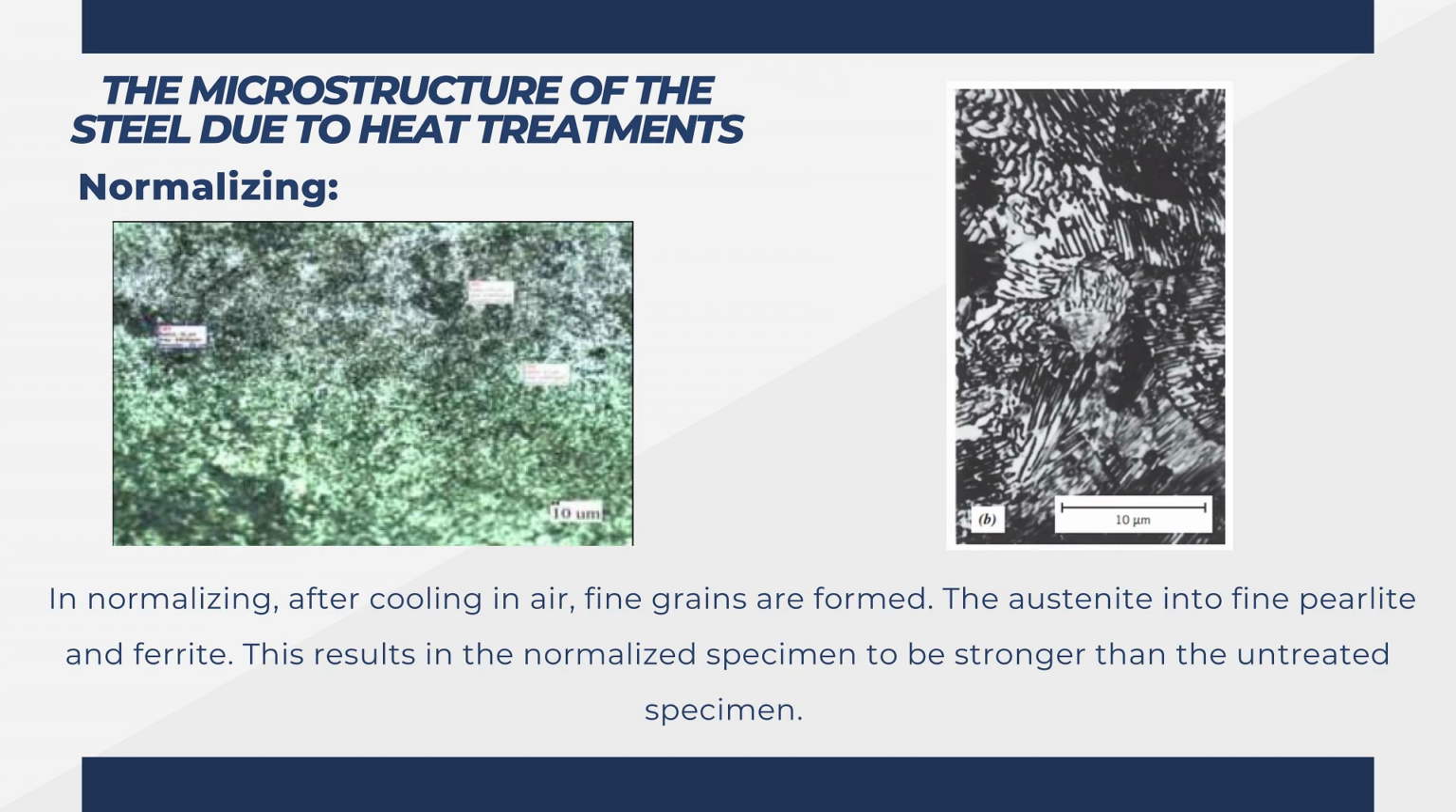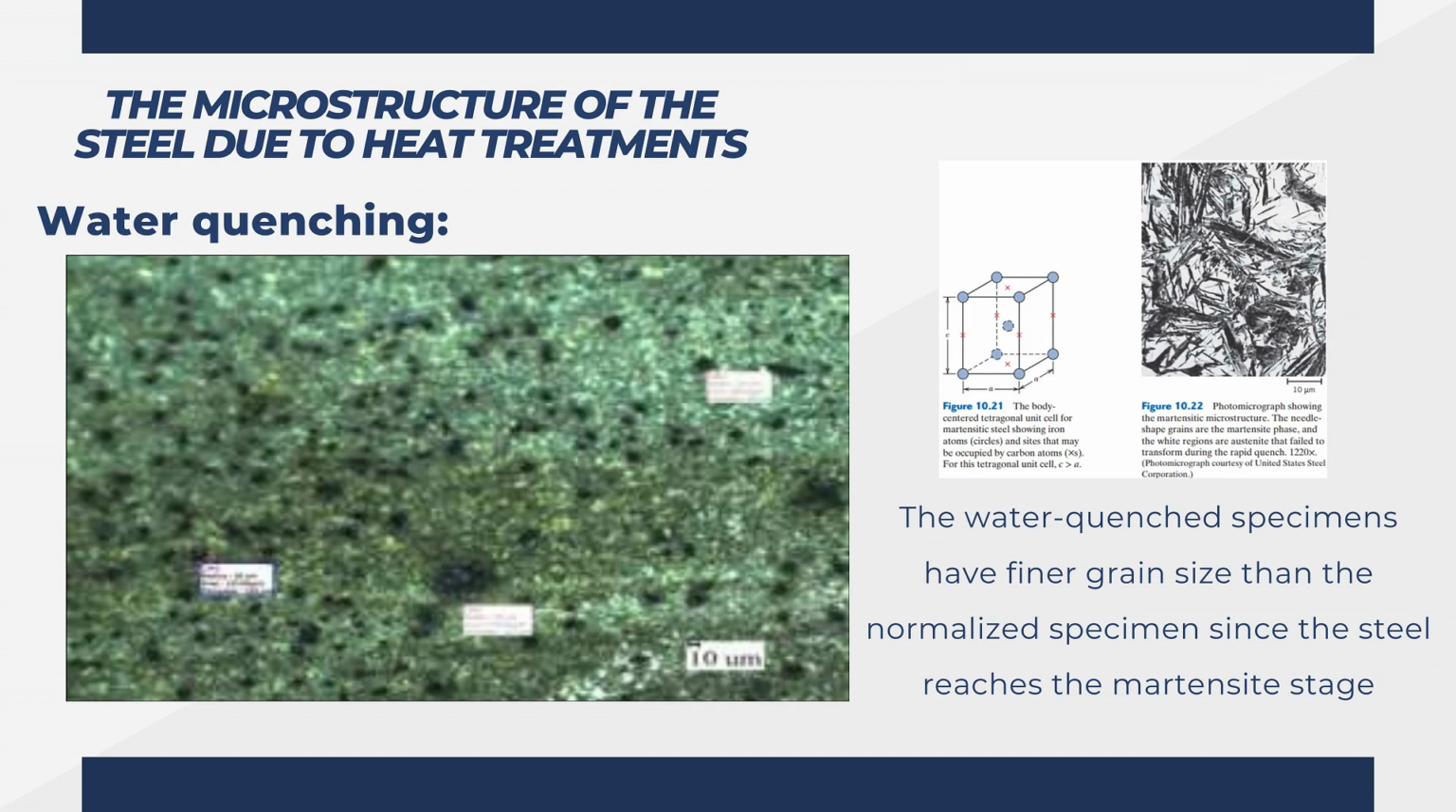Moving on to the microstructure changes due to normalizing. In normalizing, after cooling the specimen in air at room temperature, fine grains are formed. The austenite has completely transformed into fine pearlite and ferrite, and this results in the normalized specimen being stronger than the untreated specimen. Lastly, we move on to the microstructure changes due to water quenching. The water quenched specimens have a relatively very small and fine grain size compared to the normalized specimen, since the steel has reached the martensitic stage.